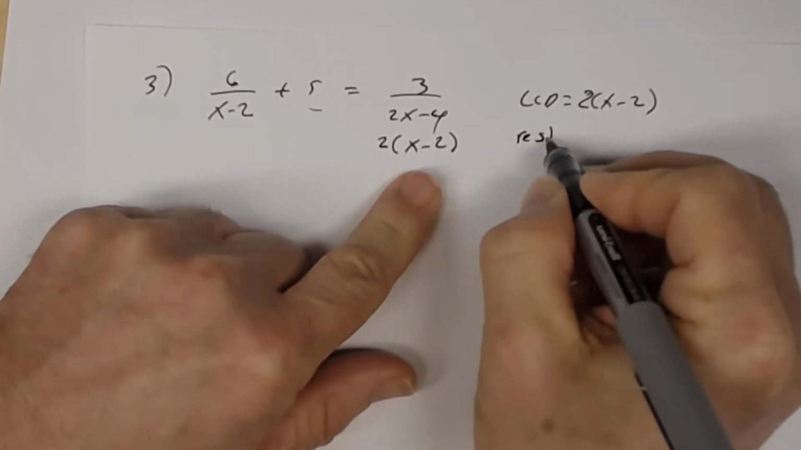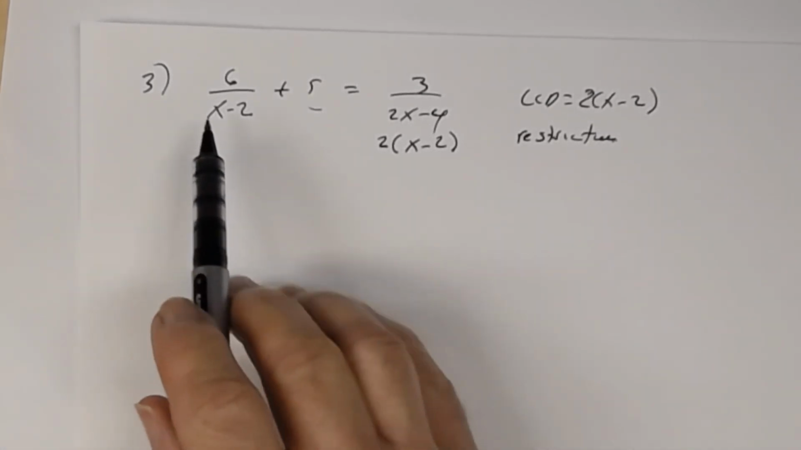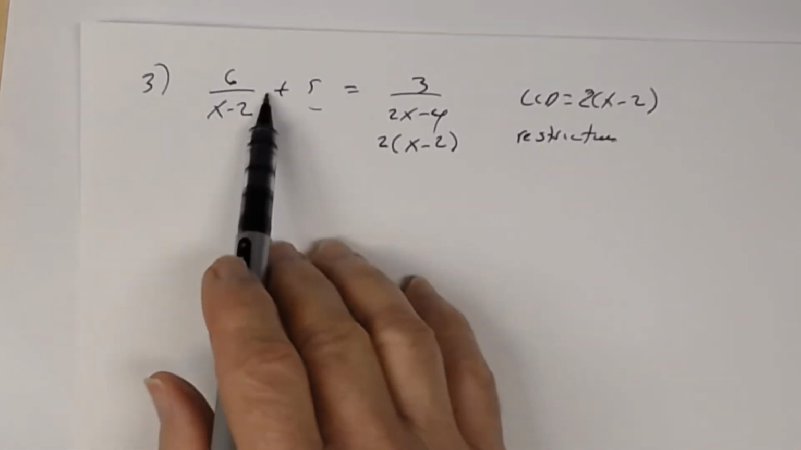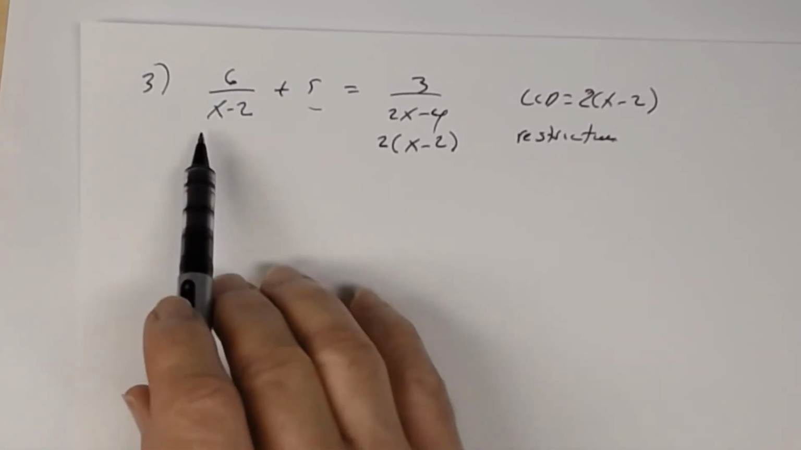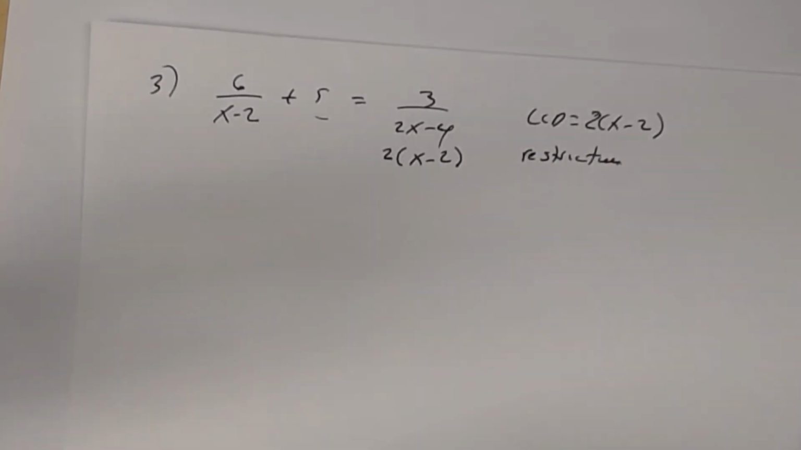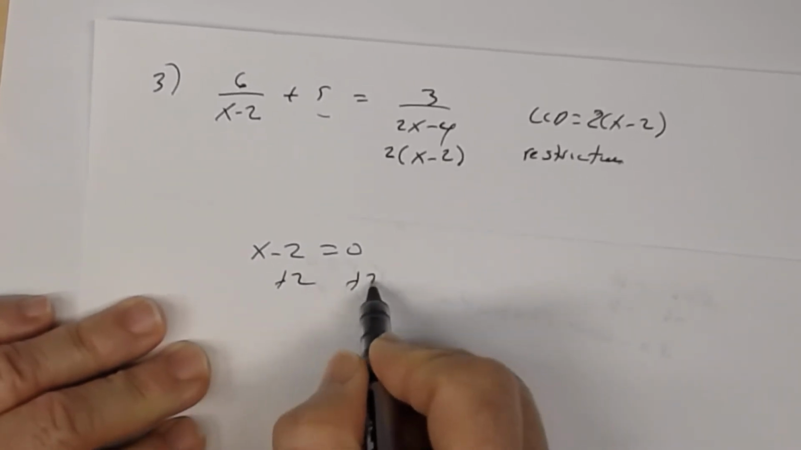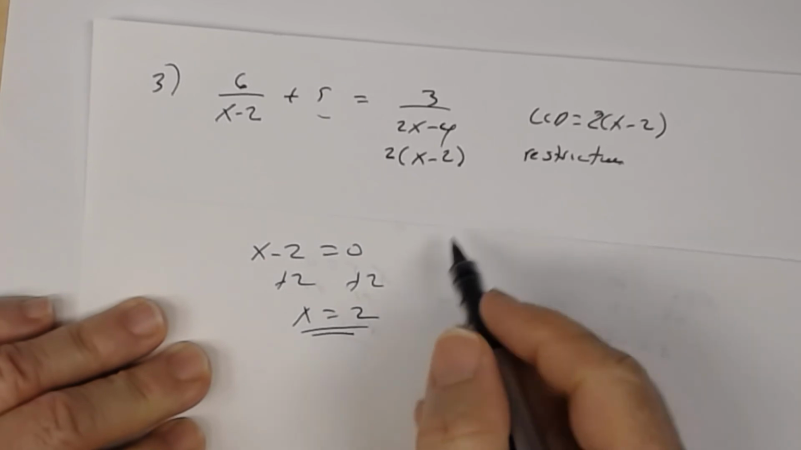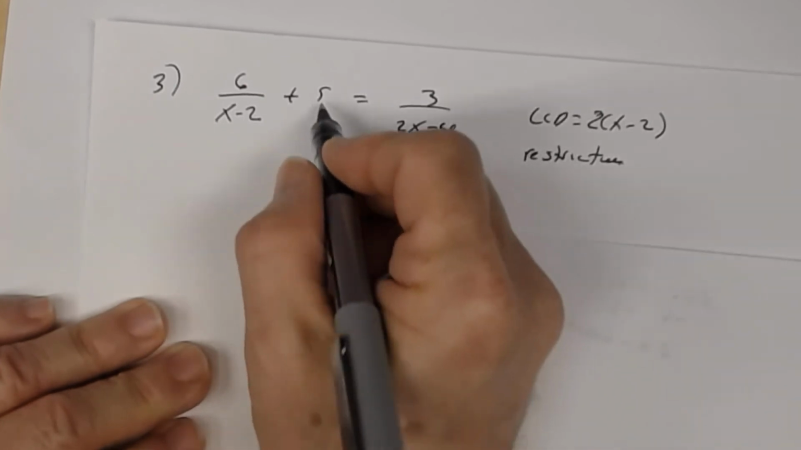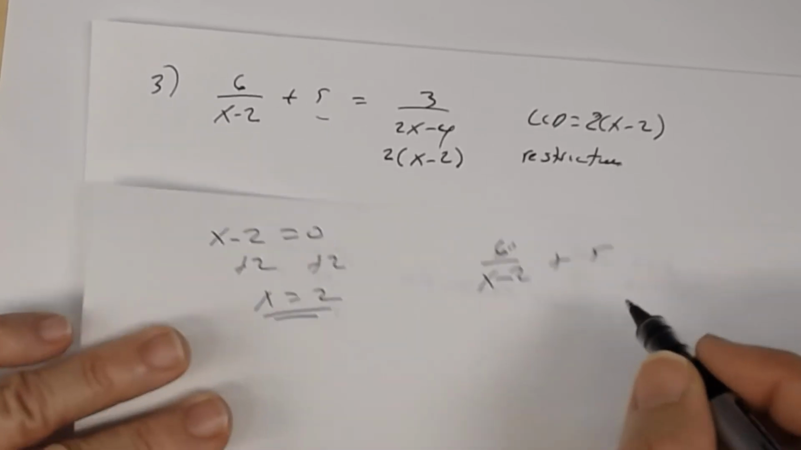Now the restriction, just to remind you, is what makes the denominator 0, because when we're dealing with a rational expression, if the denominator is 0, then this becomes undefined. So if you look at your denominator here, x minus 2, I ask myself, where is x minus 2 equal to 0? Well, x minus 2 is equal to 0 when x equals 2. And here, that's never 0 because that's 1. See, that's 5 divided by 1 right here.